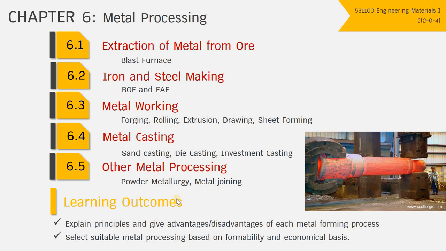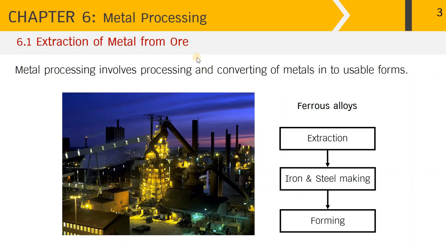For the learning outcomes, by the end of this chapter, you'll be able to explain principles and then give advantages and disadvantages of each metal forming process. And next, you'll be able to select suitable metal processing based on formability and economical basis.